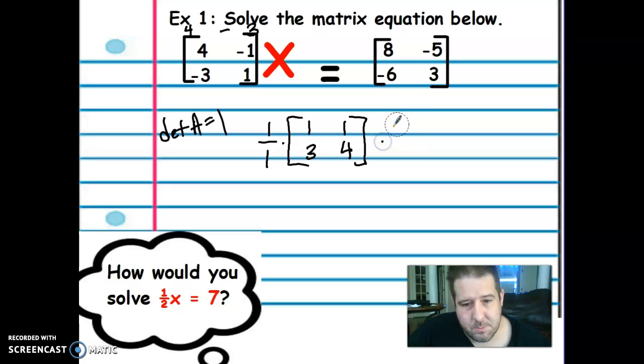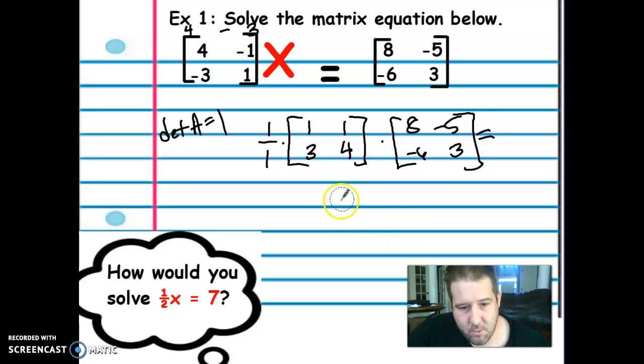Now I'm going to multiply the inverse of matrix A by this, because once again I'm just multiplying both sides. Like the 7 here, the answer, I'm just going to multiply it by the inverse of that number. So 8, -6, -5, and 3. I'm just going to copy this. So this times this is going to equal my answer.